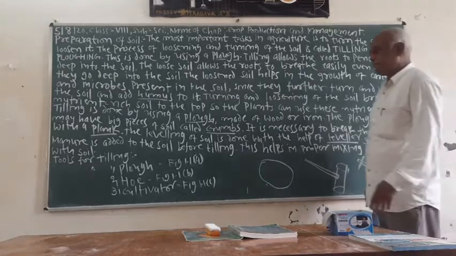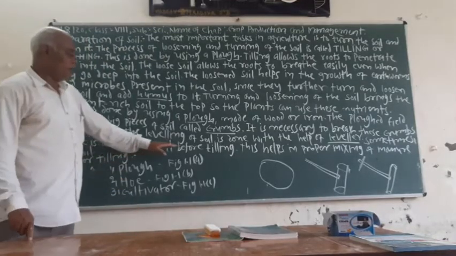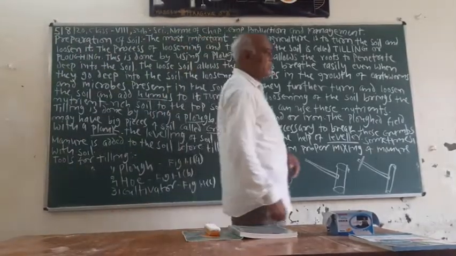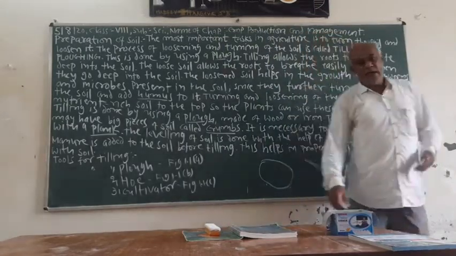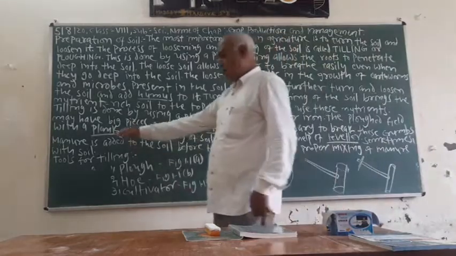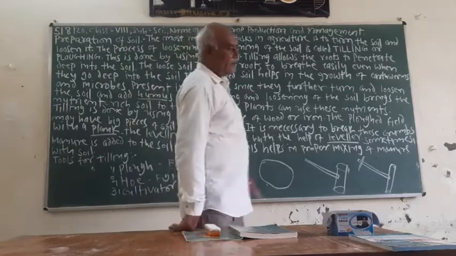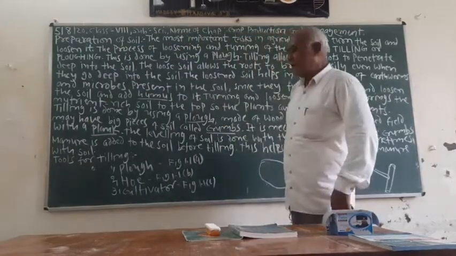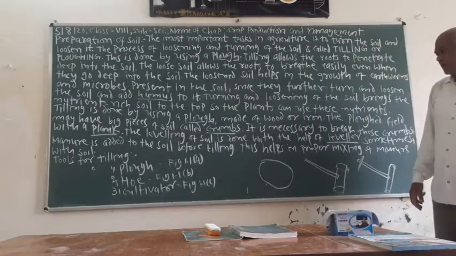Sometimes manure is added to the soil before tilling. Manure means natural fertilizer which is added to the soil before tilling. This helps in mixing of manure with the soil. If we add manure before tilling and afterward we plow or till the field, the manure may thoroughly mix into the soil.